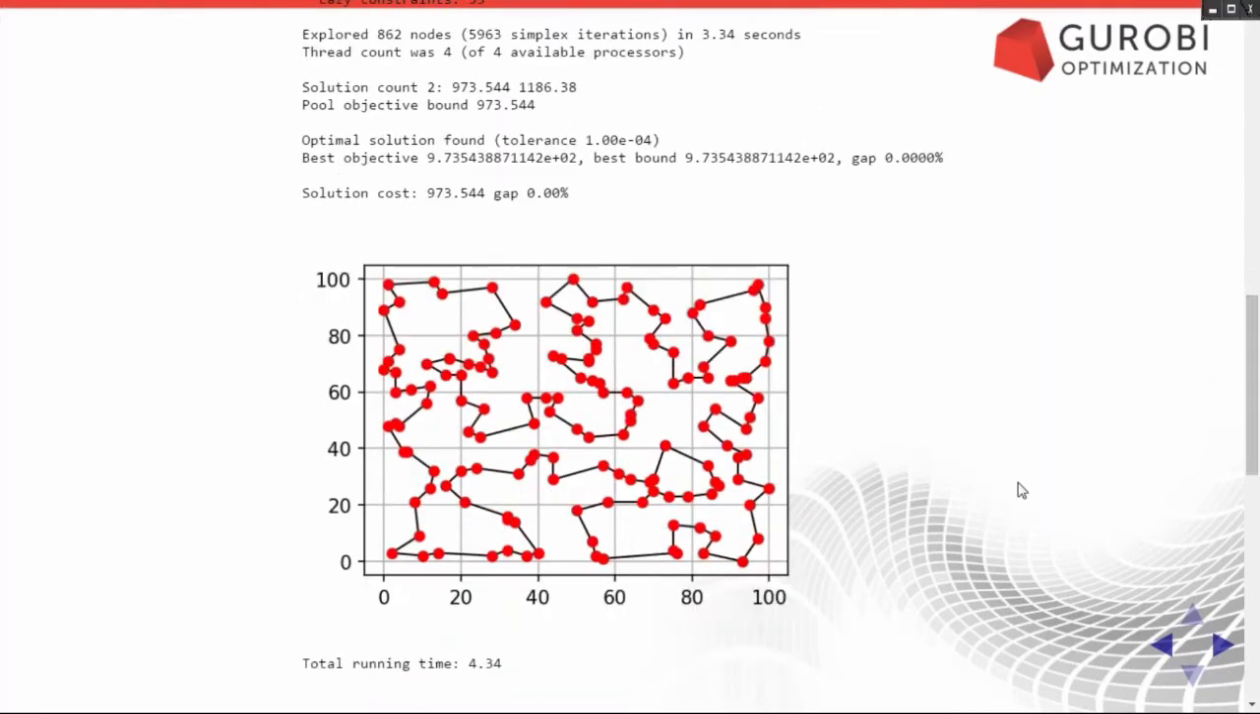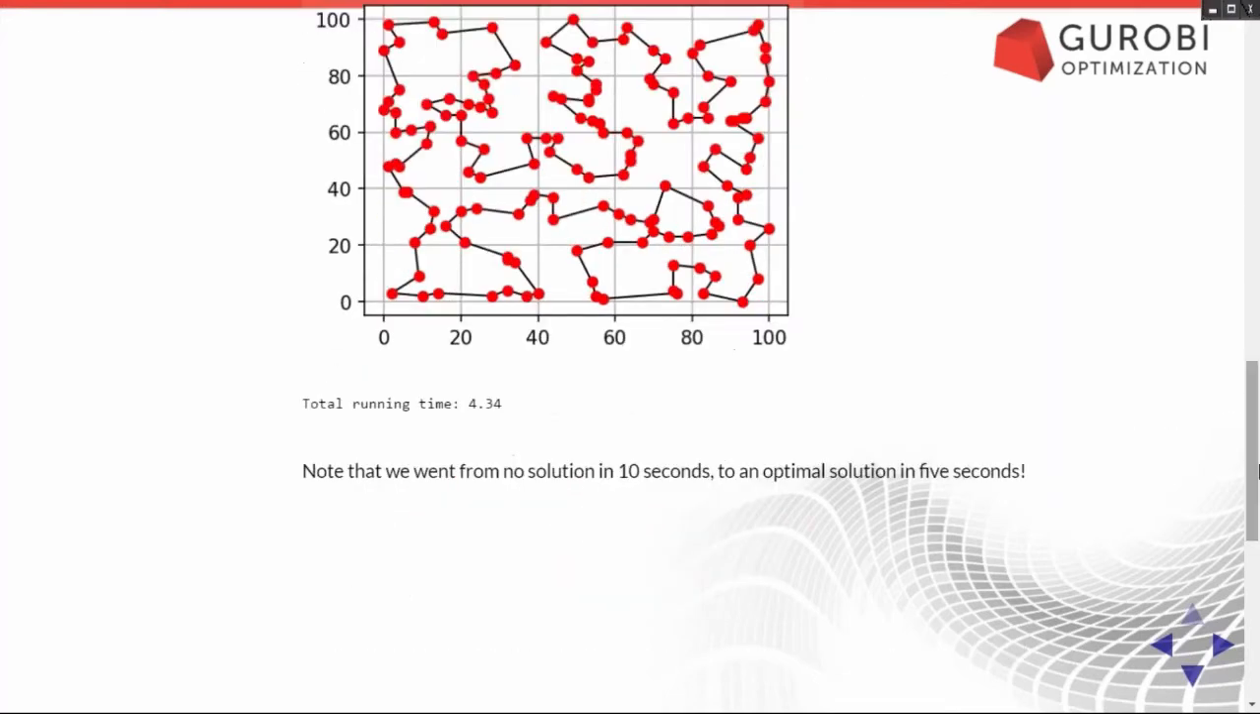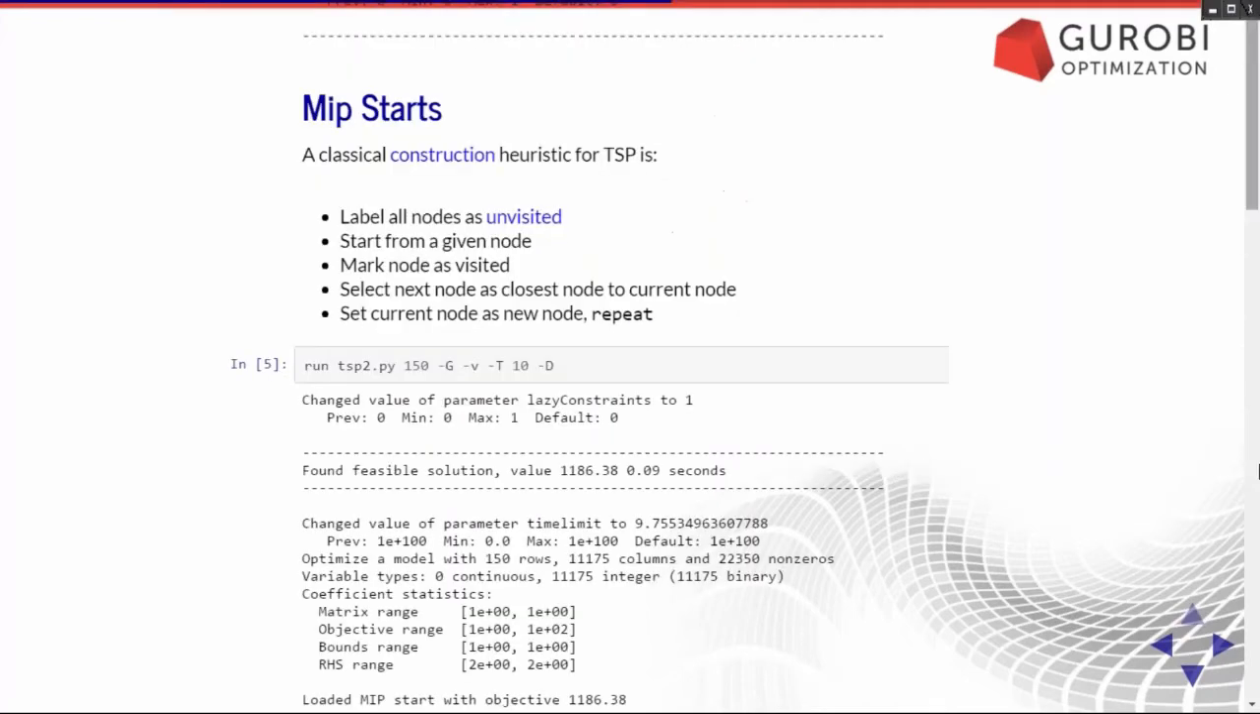And here you get the drawing of the solution. Total running time is a little bit over 4 seconds. So that's very good. Essentially, you went from 10 seconds with nothing to 5 seconds with proven optimality.